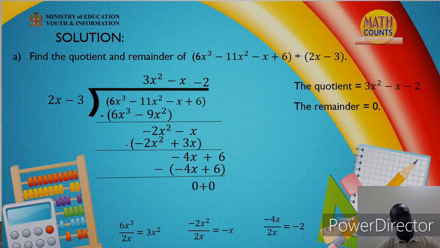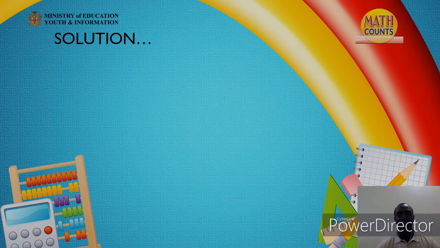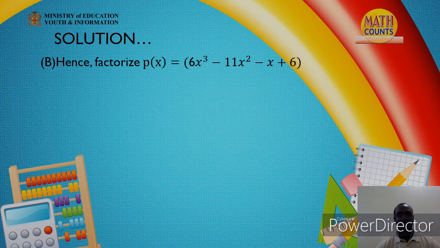But what does this mean? And please, you would like to know this. When the remainder is 0, then the dividend is divisible by the divisor. That is, the dividend is exactly divided by the divisor. Let us take a look at another example after we have done our factorization. Now you were asked to factorize p of x equals 6x cubed minus 11x squared minus x plus 6. But how do you do something like this? Do you have any factors so far? What do you know? Do you have anything to work with?